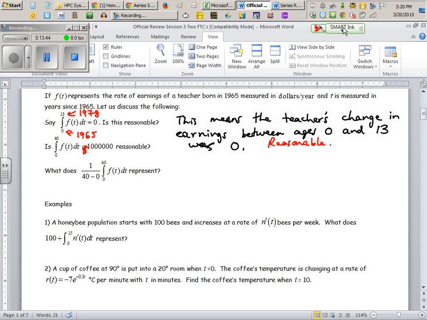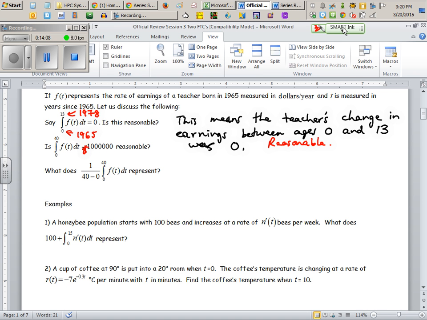Teachers aren't the highest paid people in the world, right? But by the time they're 40, their change in earnings has been $1,000,000. We don't know where the money went. It's not talking about expenditure, right? This is reasonable. I'm sure I've earned $1,000,000 at some point. I don't know where that money is right now, but that's not what it's asking, is it?